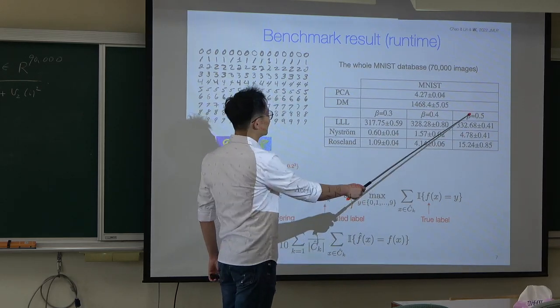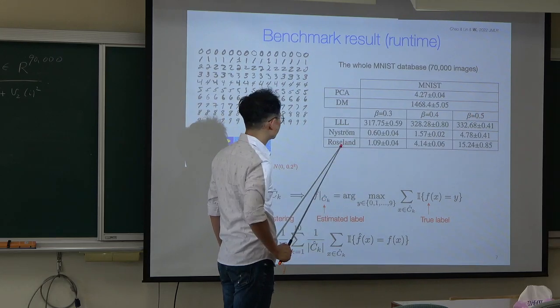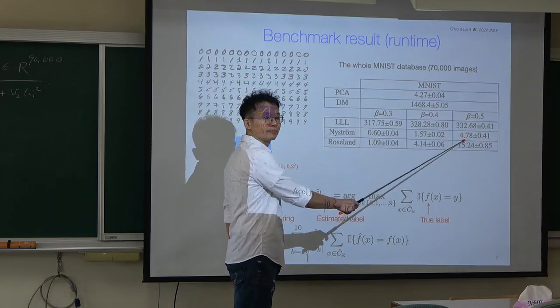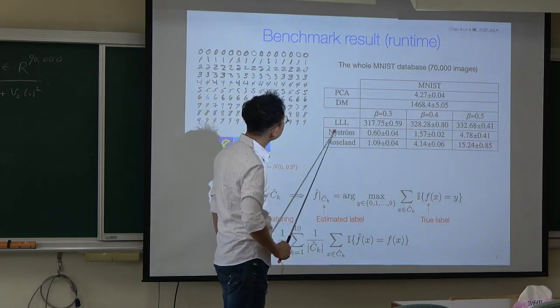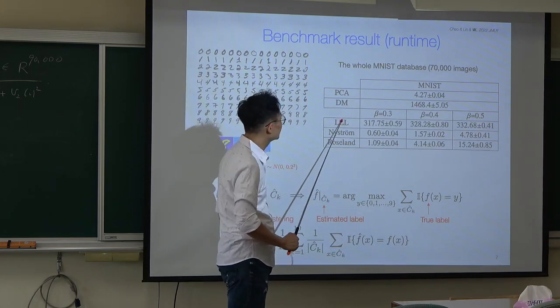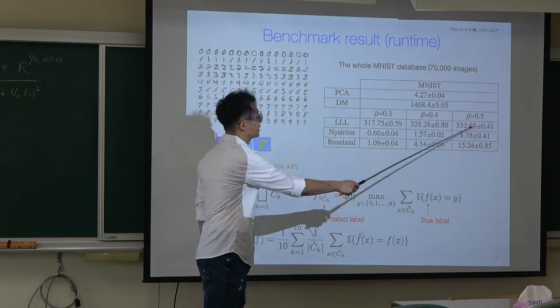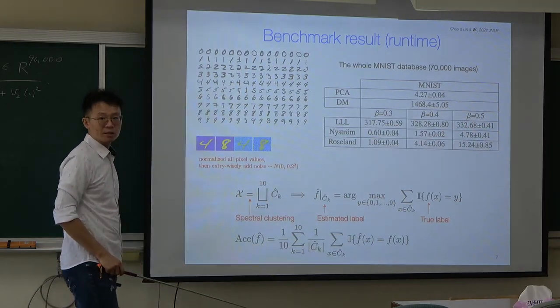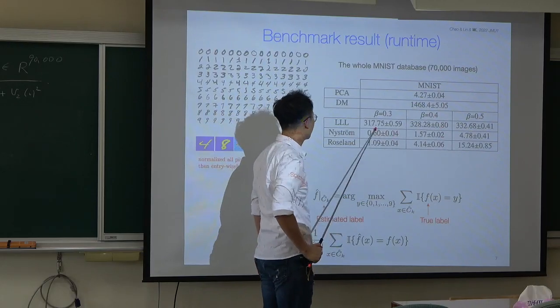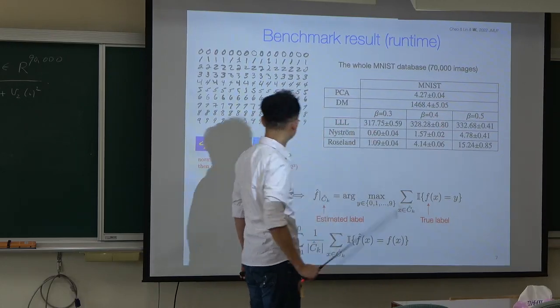And now if we take beta at 0.5, using Roseland, it is 15 seconds. Using Nystrom, it's 4 seconds. And there's another algorithm that we were asked to compare, and I will not introduce it. It takes 300 seconds to finish. Okay, if you have interest, you can go to the paper. We have written the detail about this algorithm.